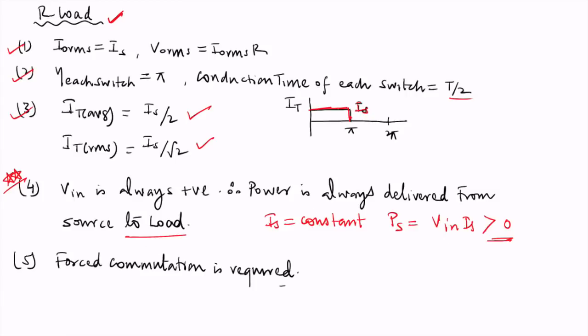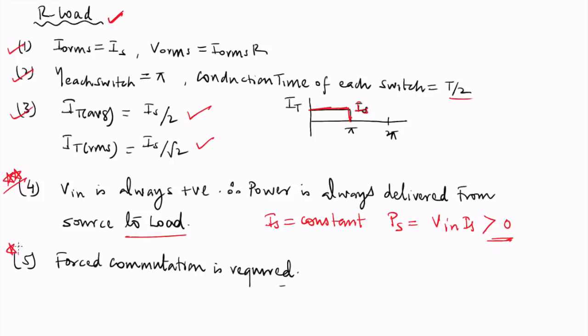That means power is always delivered from source to load. Here it is not something like load is delivering power to source. It will not be the case in case of resistive load. So for any value of time, power will always be delivered from source to load, not from load to source in case of resistive load. So this is important.